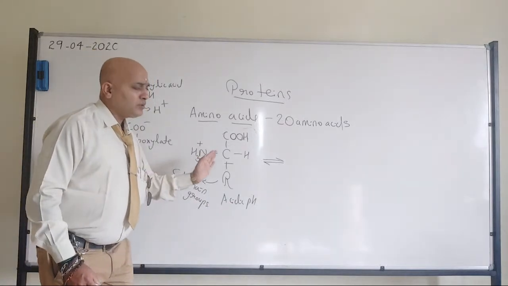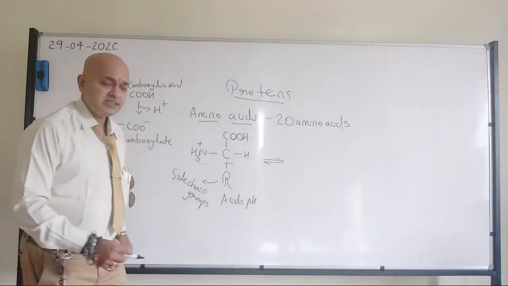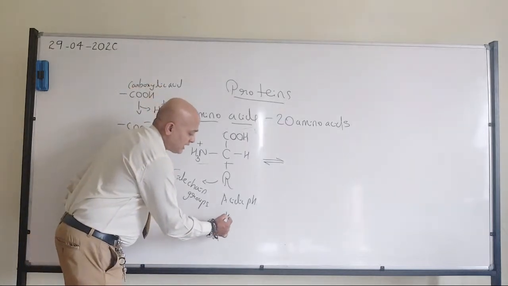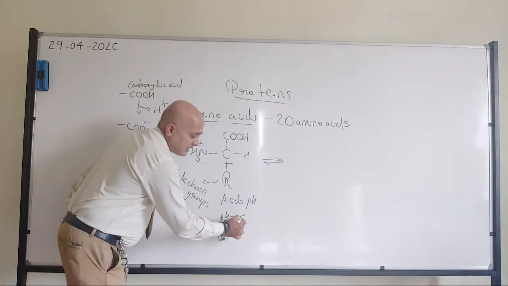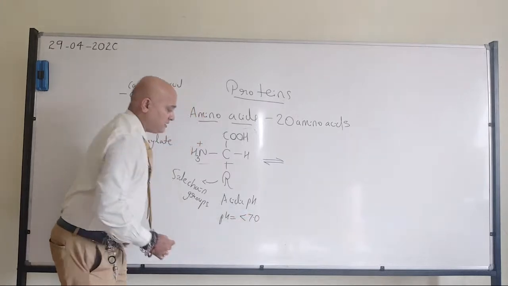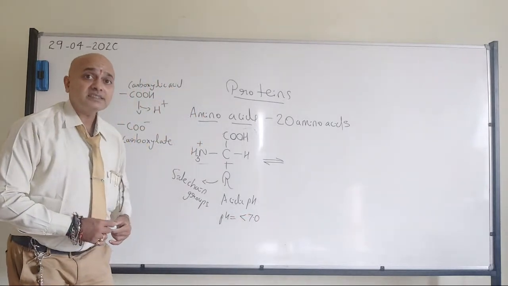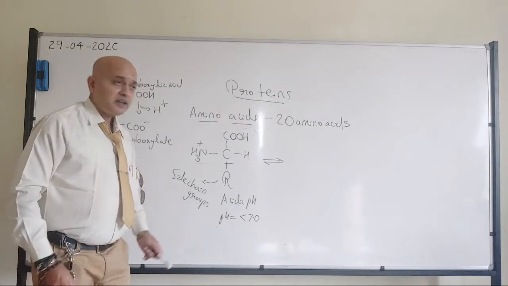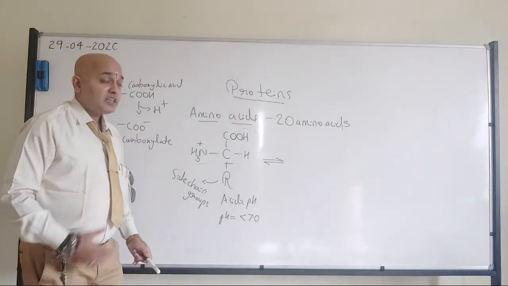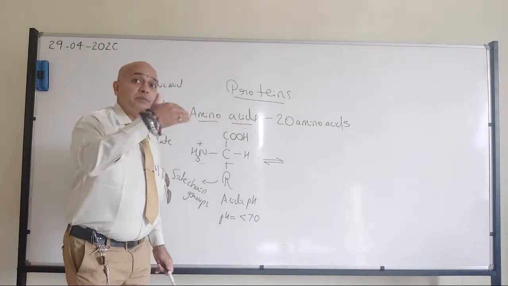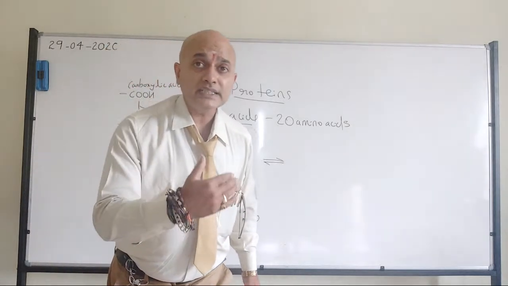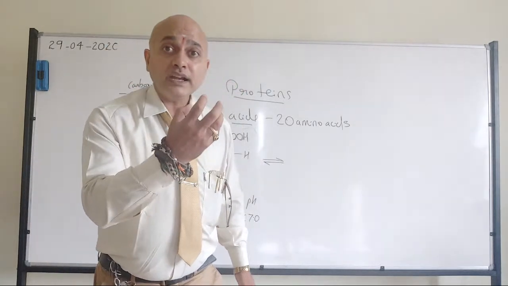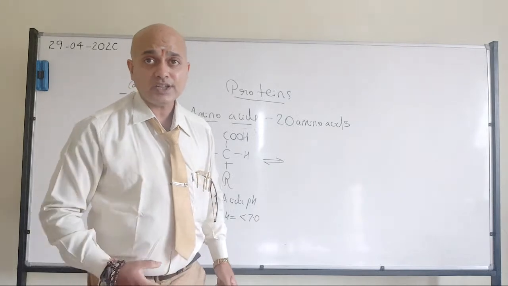Now slowly I will increase the pH. What do you mean by acidic pH? Where the pH value is less than 7, right? Then it is called acidic pH. That's what I have mentioned here. Now slowly I will increase the pH. What do you mean by increasing the pH? I am going to decrease the H plus concentration, right?